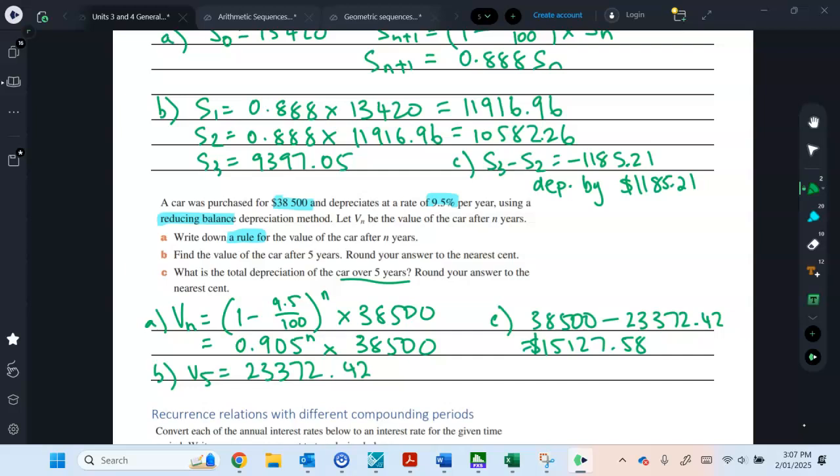All right, so that's all about depreciation. So in another video, we'll look at reducing balance again, especially with different compounding periods.